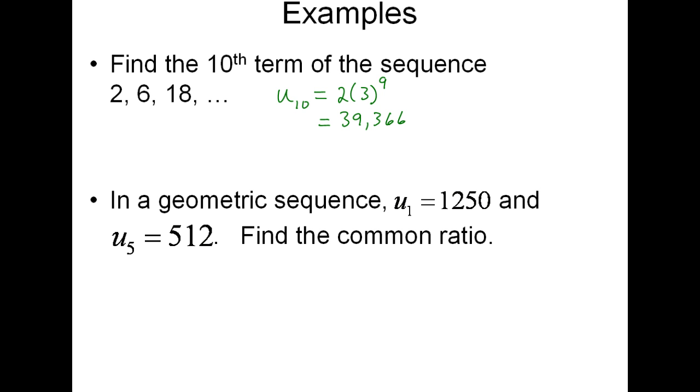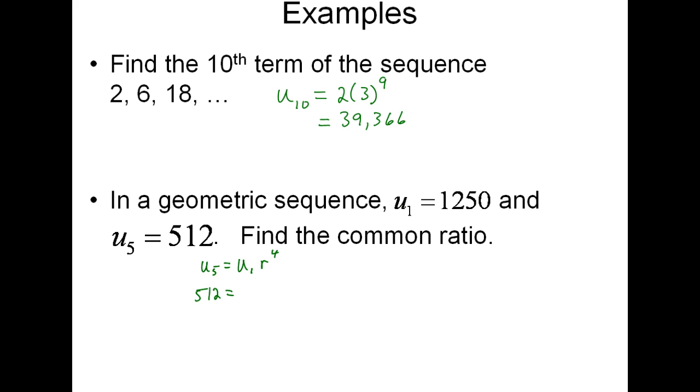This problem's a little bit different. It gives us the first term and the fifth term, and then it wants us to find the common ratio. So we can't just see what is being multiplied each time. We're going to have to solve for it. So I'm going to start with u sub 5, and I know that that's going to be u sub 1 times R to the 5 minus 1, or the fourth power. So notice where I'm getting this. Since this is 5, this is going to be the fourth power.